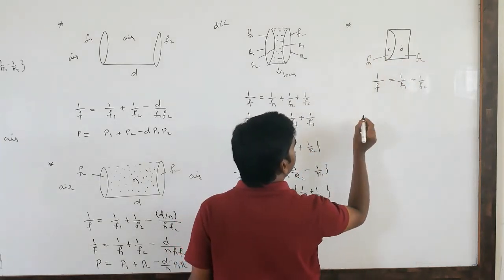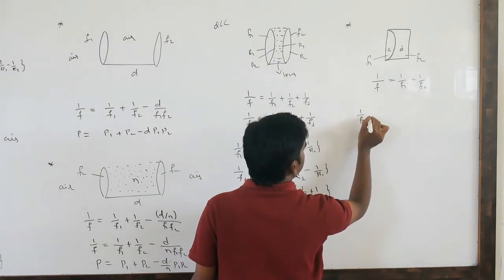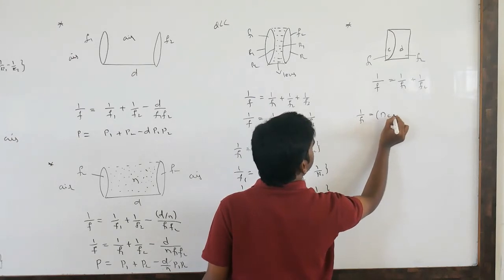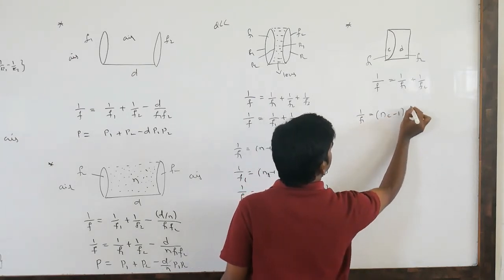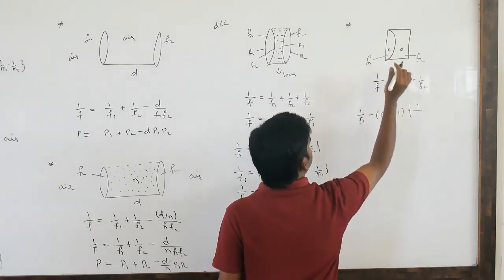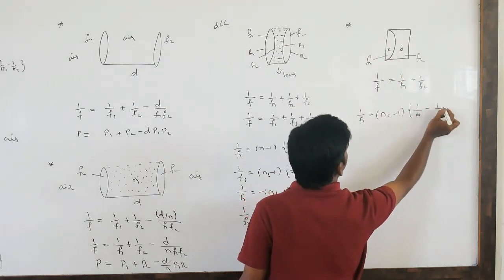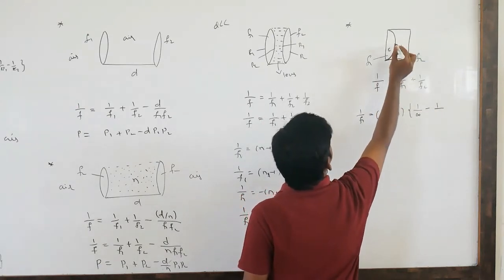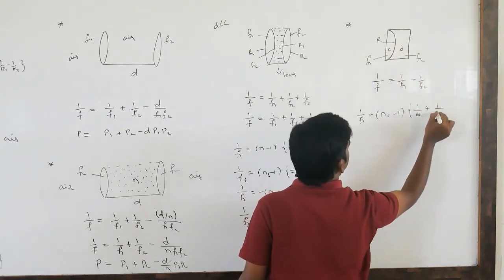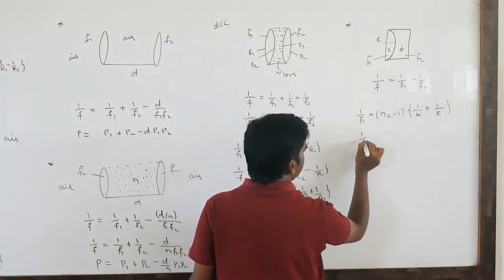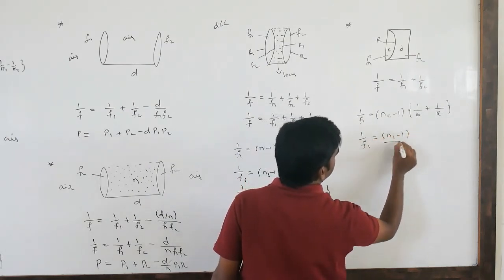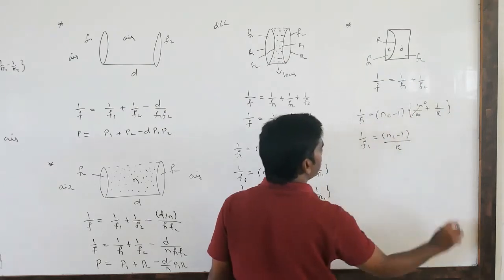So how can we find F1? 1 by F1 equals, again with the refractive index, you can write it as refractive index of the convex lens NC minus 1 into 1 by R1 minus 1 by R2. What is R1? R1 is infinite. You can take the radius of curvature as R. So R2 is minus R, so this will become plus. So what you will get? 1 by F1 equals NC minus 1 divided by R. This term will become 0.